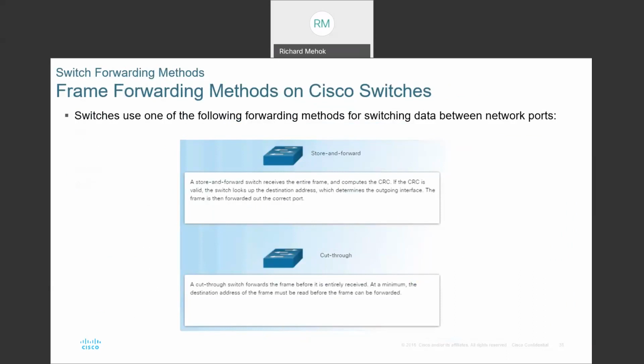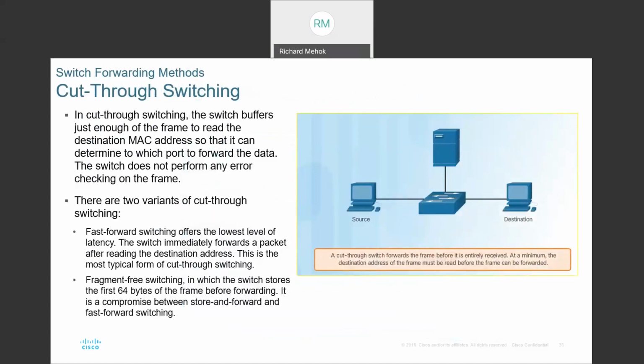And then we have the cut through method, which reads the most minimal part of the frame, the first part of it. It'll read the destination MAC address and then forward the frame without reading any of the contents or checking for errors. There are two cut through methods we use: fast forwarding and fragment free. Fast forwarding receives the least amount of frame information, reads the MAC address, and sends it.